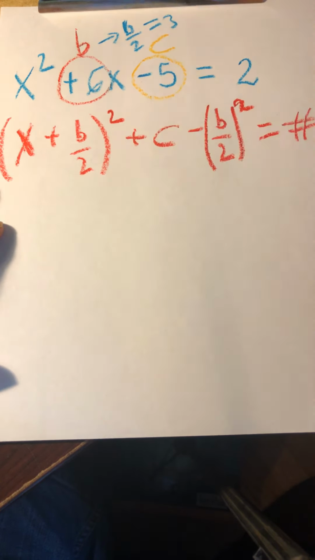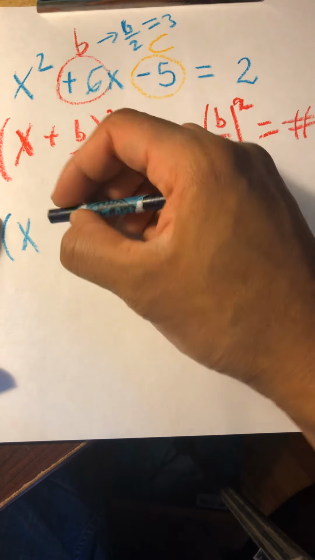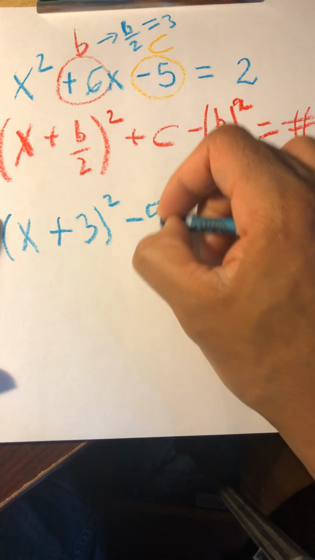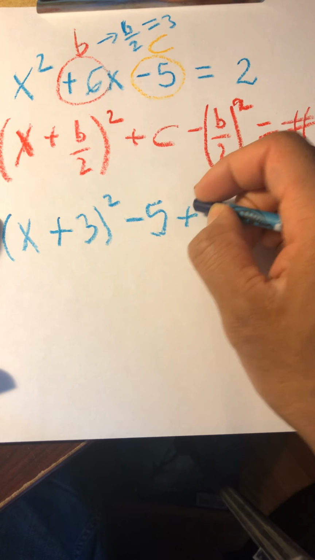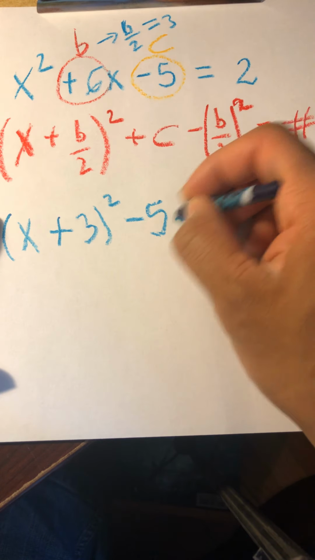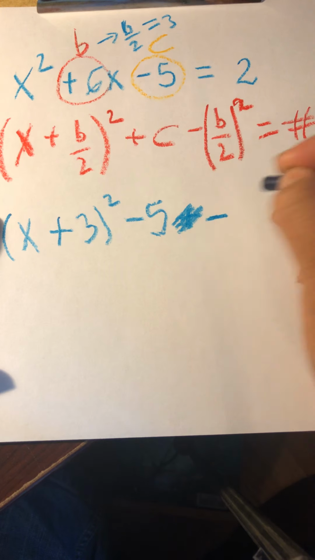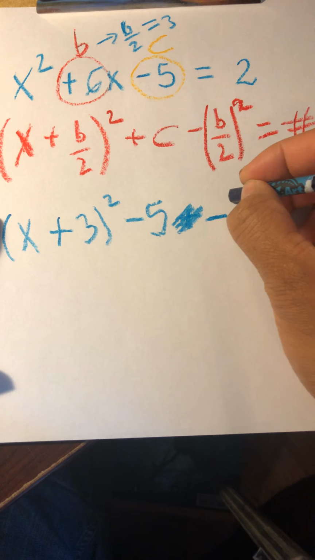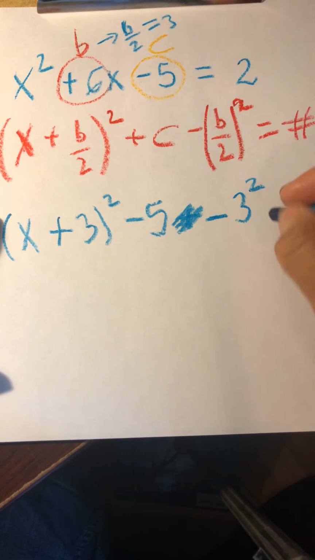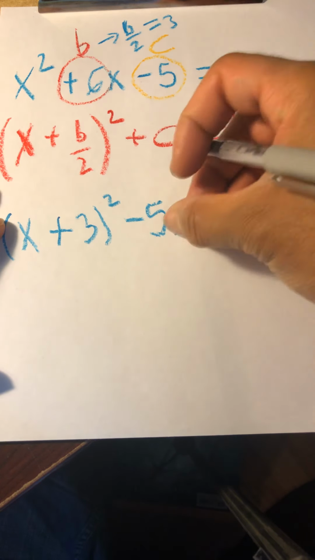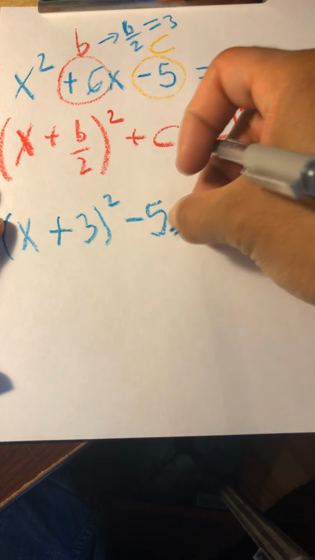And so what I have now is basically I just go straight. B over 2 is going to be 3. I know c is negative 5. And I'm not adding back, rather, I'm subtracting 3 squared, because that's what b over 2 is. And that's equal to my number here, which is 2. Again, this is a subtraction.